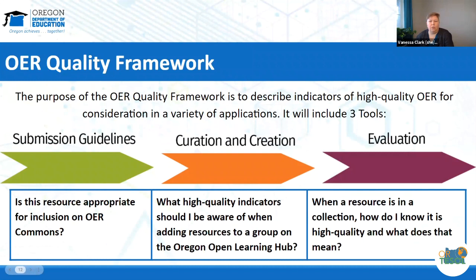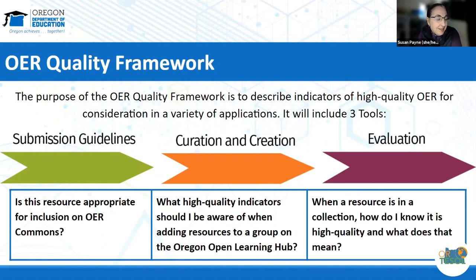Now we'll have Susan tell us a little bit about how we know that the resources are quality. Yeah, so that's one of the questions that we hear a lot. And to help answer that question, we have designed what we call our OER quality framework, which describes indicators of high quality OER. And the framework includes 3 different tools that can be used for different applications or entry points. So that first tool, the submission guidelines tool, is kind of like the first level tool, which focuses on elements of the resource that make it appropriate or not to include on OER Commons.